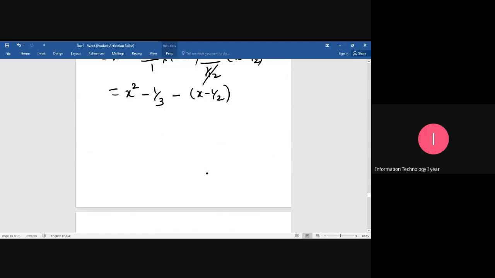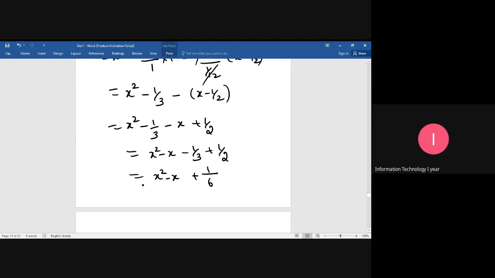Again, finding the simplification, this is equal to x square minus 1 by 3 minus x plus 1 by 2. So this is x square minus x minus 1 by 3 plus 1 by 2. Taking LCM 6, we get minus 1 by 3 plus 1 by 2, and the answer is 1 by 6. So W3 we calculated: the answer is x square minus x plus 1 by 6.